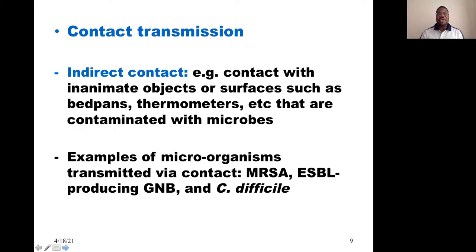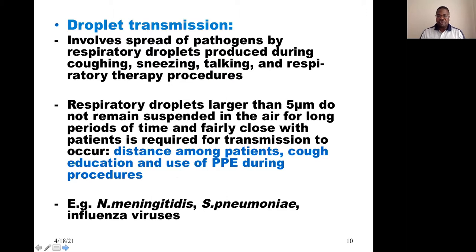Okay. Then we have indirect contact. Indirect contact is contact with inanimate objects or surfaces like bedpans, thermometers, I gave an example of a stethoscope and so on, that are contaminated with microbes and you transfer them to other patients. Some of the microorganisms that can be transmitted via contact are usually methicillin-resistant Staphylococcus aureus, ESBL-producing gram-negative bacteria, or even Clostridium difficile, especially if you poorly handle the feces of someone infected with Clostridium difficile, you can cause contact-borne transmission.